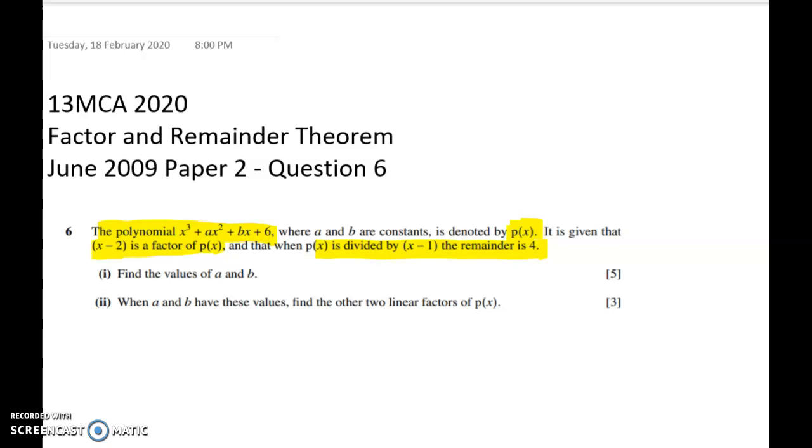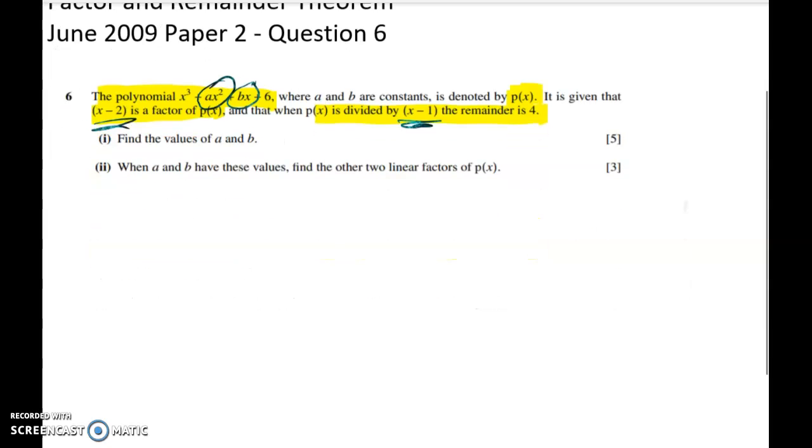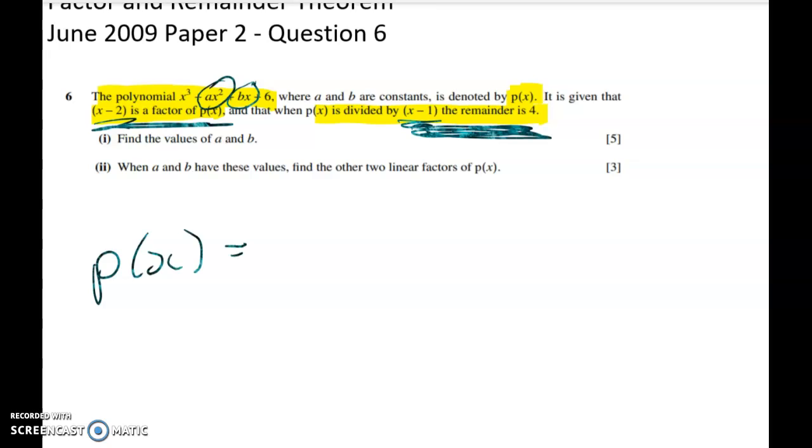And that makes sense because we've got two unknown things here. We've got a and b, and we've got two facts, so we should be able to figure it out. And we're going to use the remainder theorem for this bit here, and we're going to use the factor theorem, which we haven't really done yet. It's basically the remainder theorem for this bit here. So let's just start by writing out what's p(x). Well, p(x) is this cubic.